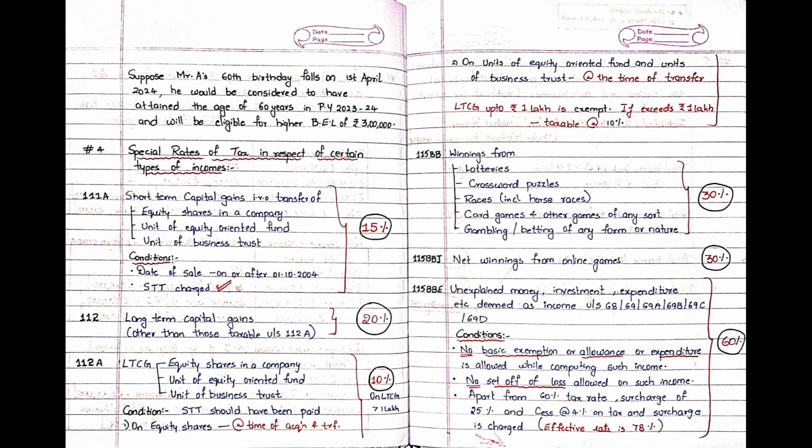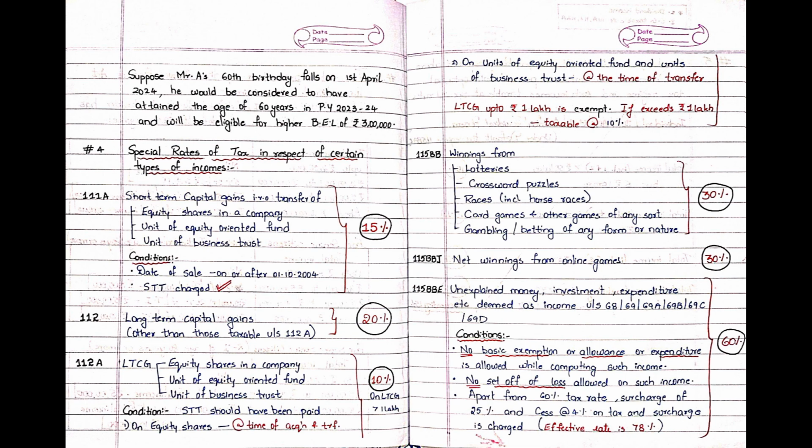But the conditions are: no basic exemption or allowance or expenditure is allowed while computing such income. Then, no set-off of loss is allowed on such income. On unexplained money, investment or expenditure, the first condition is when we apply the tax rate of 60%, no basic exemption or allowance or expenditure is allowed. Then, no set-off of loss is allowed on such income.